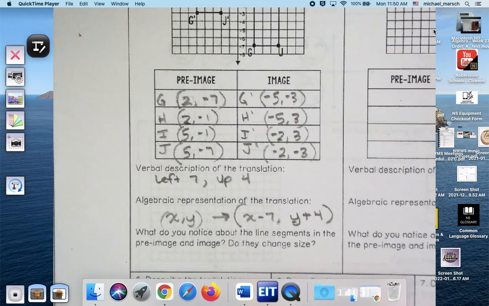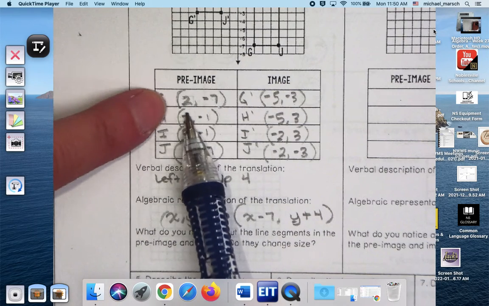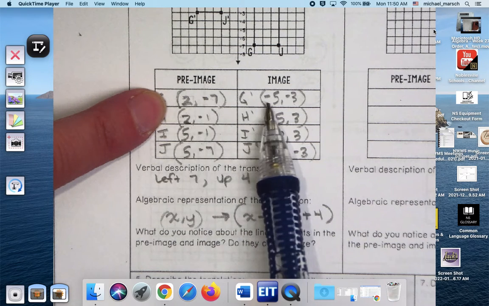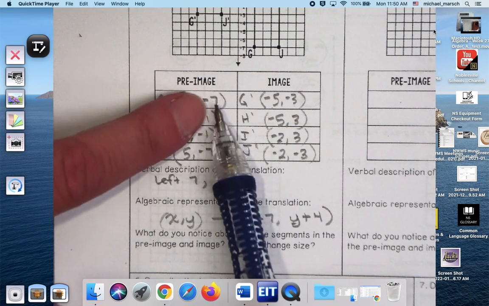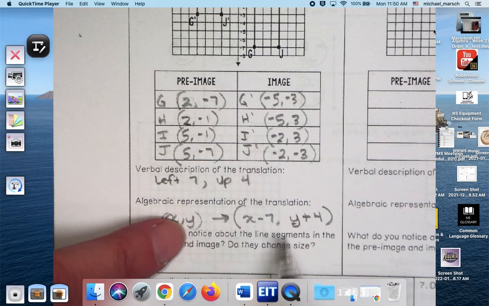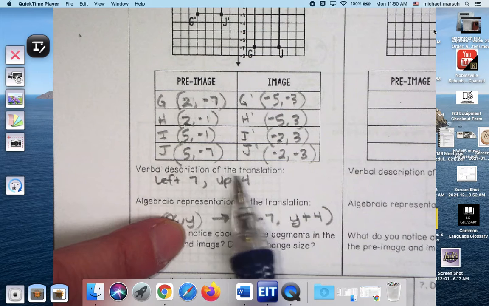Wait, how did you figure that out? So I looked at the 2 and I looked at the -5 and I subtract 7 to get from 2 to -5. And then -7 to -3, I would add 4. And so the left is connected to subtraction, up is connected to addition.